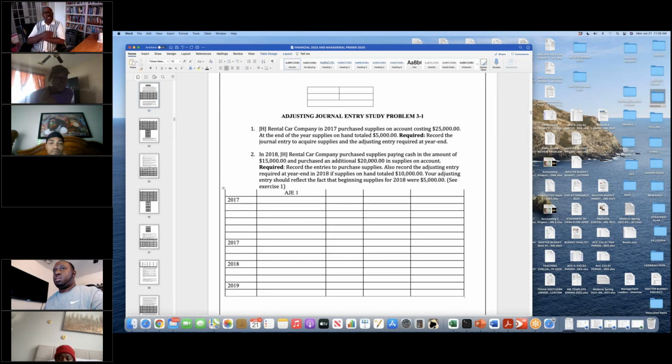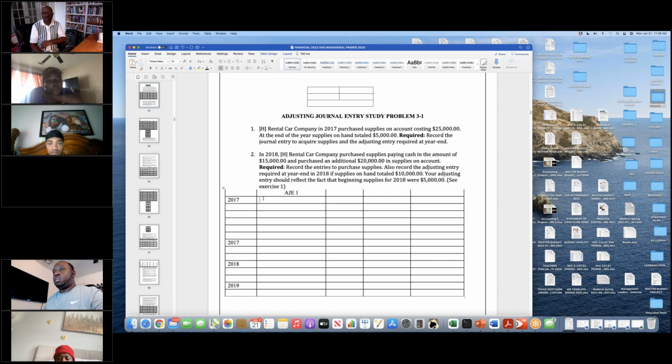So in 3.1, it says J.H.J. Roan Car Company purchased supplies on account costing $25,000. At the end of the year, supplies on hand was $5,000. Record the entry to acquire the supplies and adjust the entry required at the end of year 1. So can you all record the supplies?